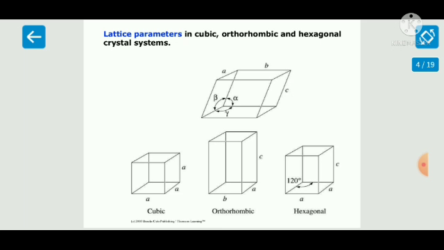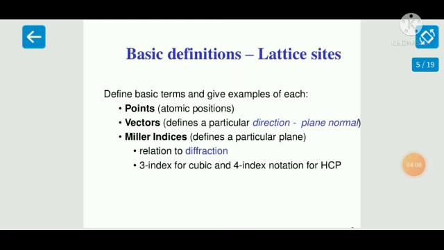See the cubic, orthorhombic and hexagonal systems with the lengths a, b, c and the angles alpha, beta and gamma. These are the basic definitions of lattice sites. They define the basic terms and give examples of points and atomic positions, of directions, plane normals and Miller indices, and of particular planes, relating to diffraction. There are 3 indices for cubic systems and 4 indices for HCP. The orientation of planes or faces in a crystal can be described in terms of their intercepts on the 3 axes.